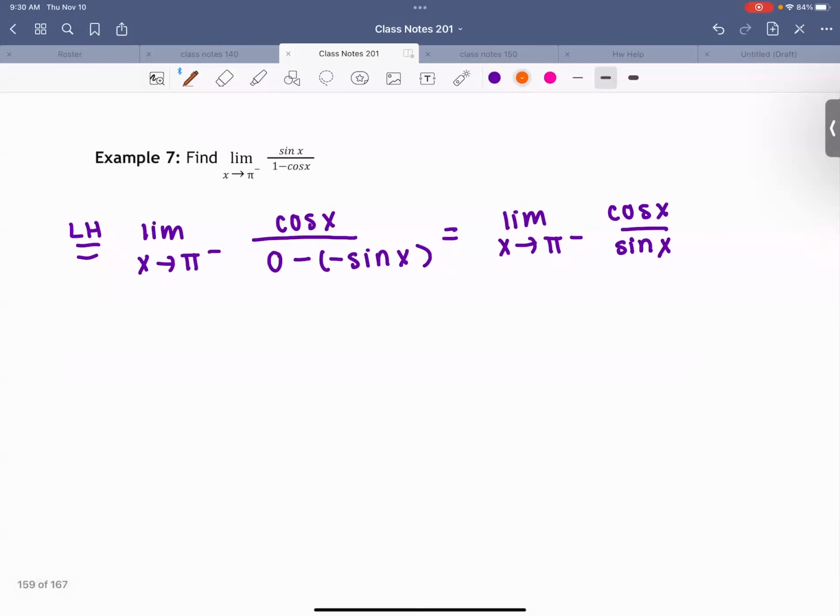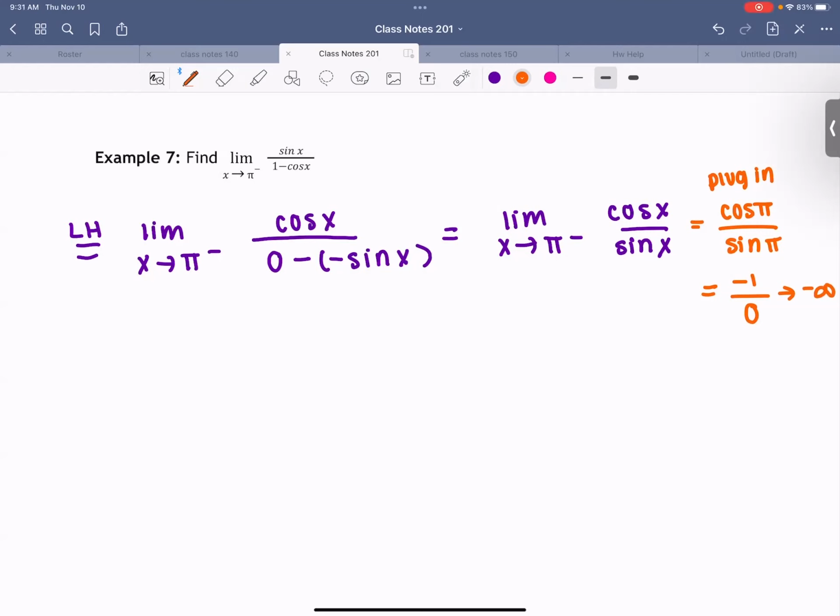Okay, now that I have it in the right form, I can plug in pi. Okay, this is cosine of pi over sine pi, which gives me, what's cosine of pi? -1. What's sine of pi? 0. And what's that going to if I divide by a small number like 0? Does not exist, or it goes to basically infinity, or in this case, maybe negative infinity, right? That's where this one's going to. Okay. So what did I do wrong here?